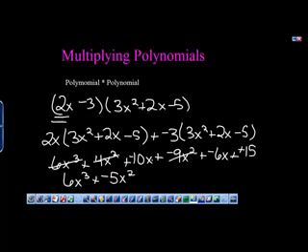Next is x to the first power. I have a negative 10x and a negative 6x. So when I add those, I have a negative 16x. Finally, I have positive 15 left. I am done.